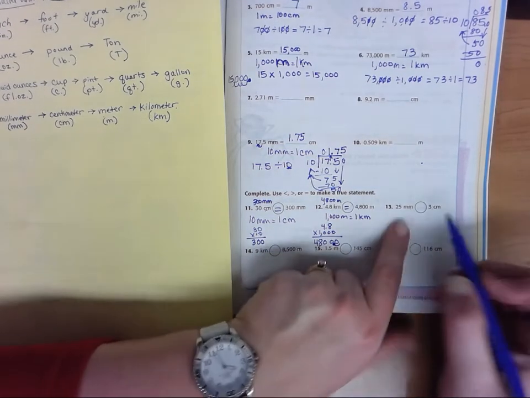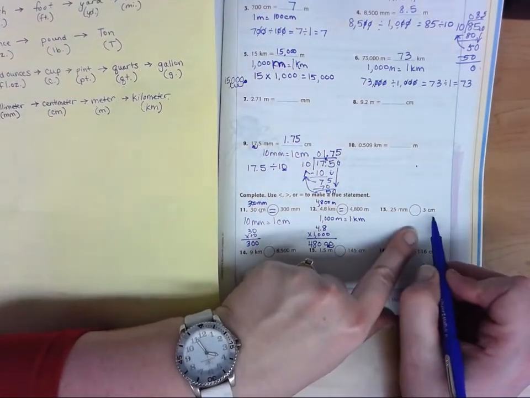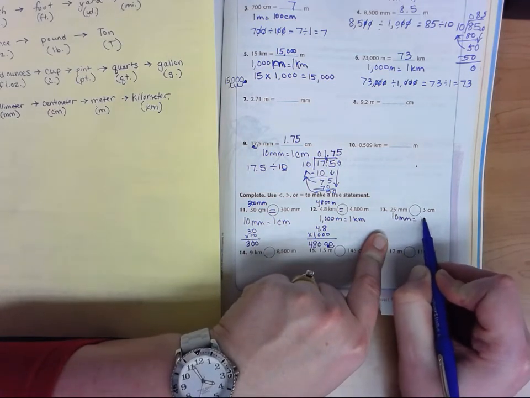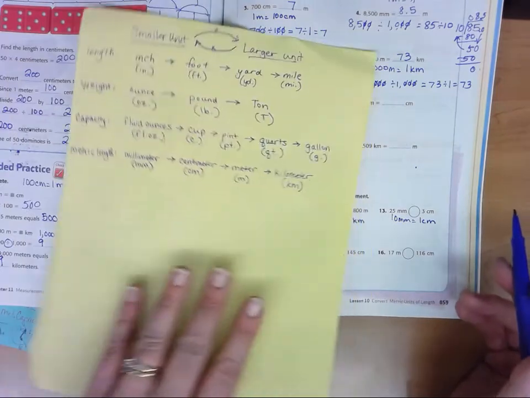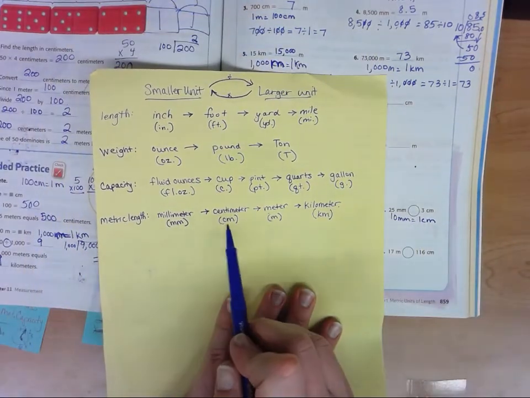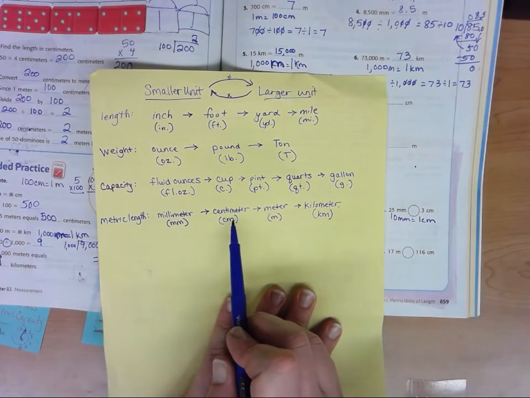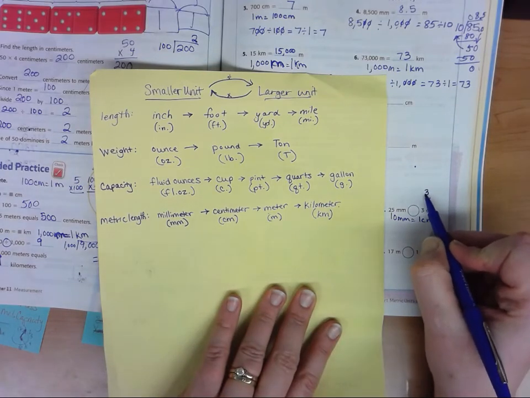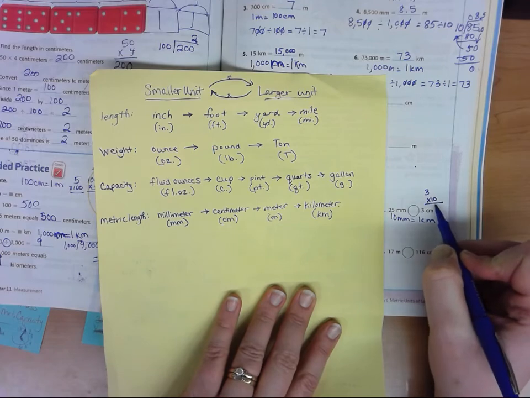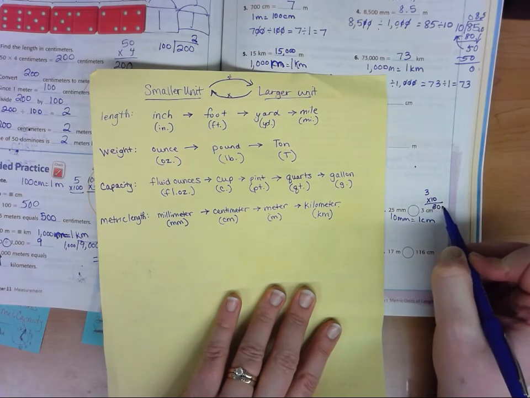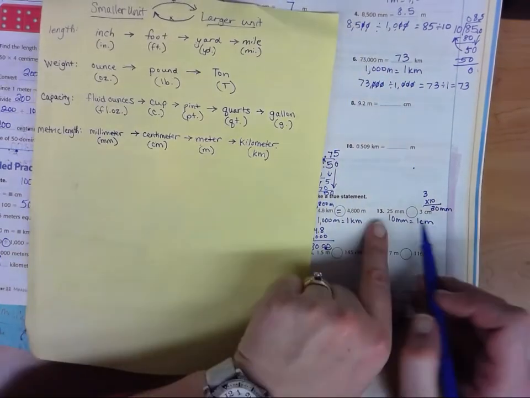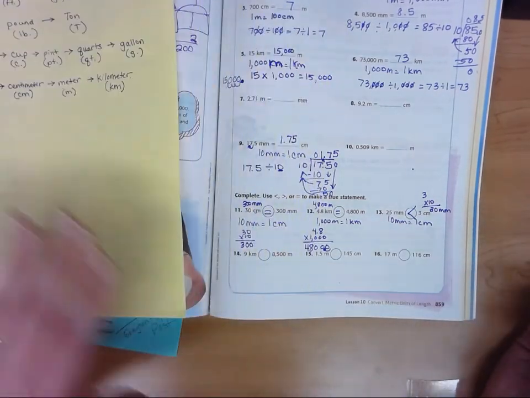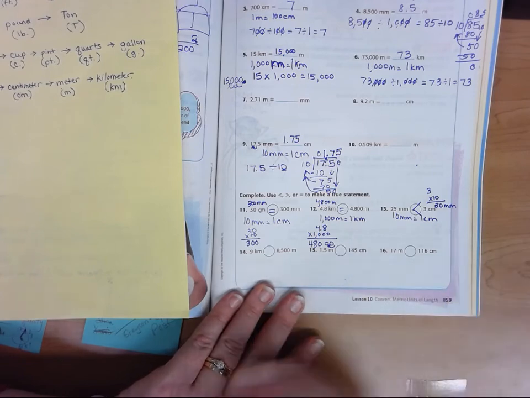Okay. Let's look here, 25 millimeters or 3 centimeters. Well, there's 10 millimeters in 1 centimeter. So, millimeters to centimeters or centimeters to millimeters? I like to go centimeters to millimeters so I can multiply. So let's take 3 times 10, and that gets me 30 millimeters. What's bigger, 25 or 30? 30.